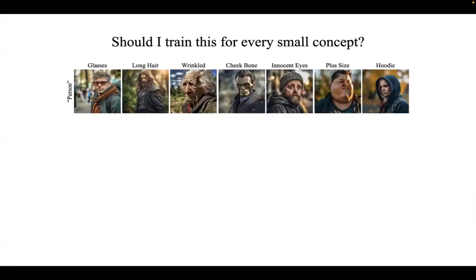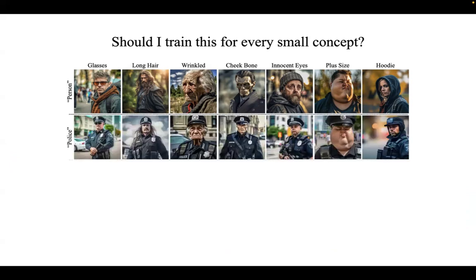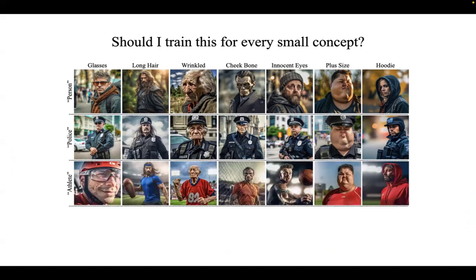We also found that SliderSpace trained on one concept can be transferred to several other concepts. For example, look at these sliders for the concept person. We find many interesting ones like long hair, wrinkled, innocent eyes, hoodies. These sliders can be directly transferred to a different inference prompt like police, athlete, which is not very surprising as these are also person-related concepts.